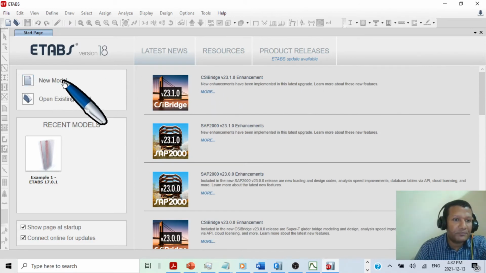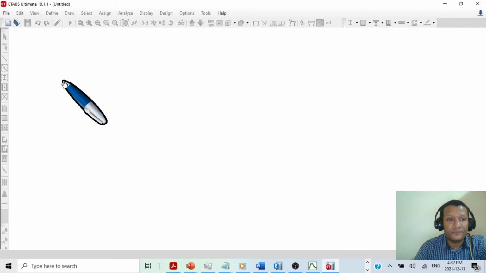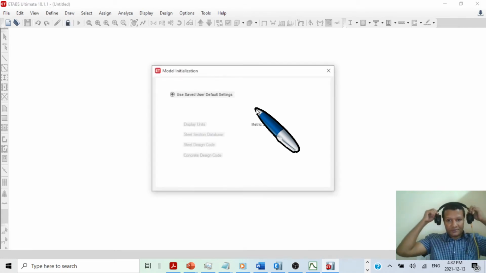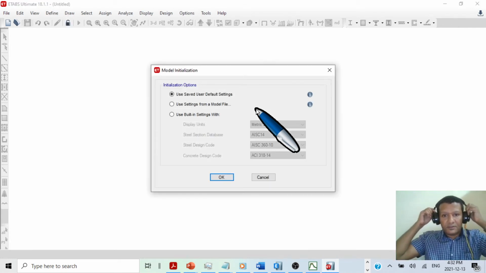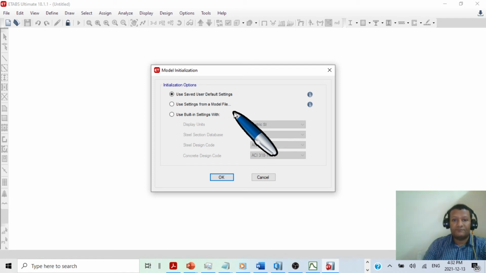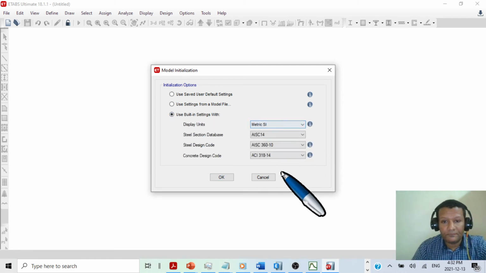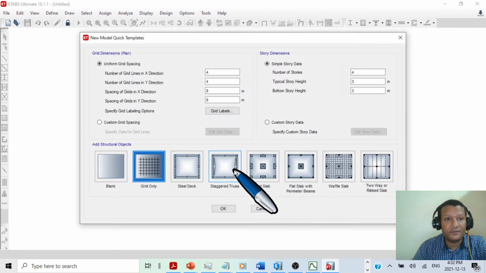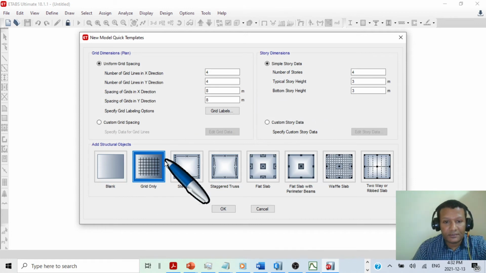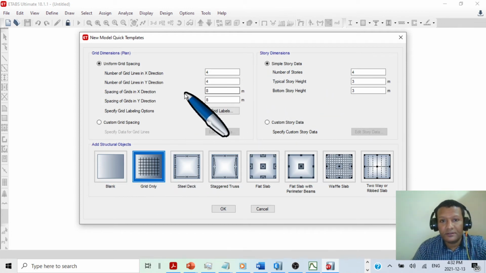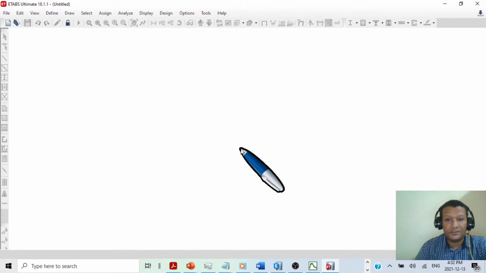Let's open, for example, a new model, just for demonstration purposes. For example, grid only. Okay, let's use it as it is.